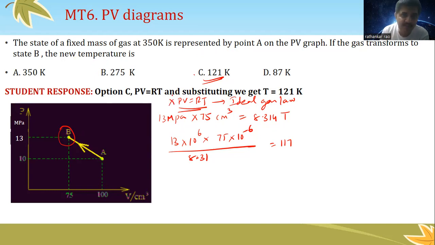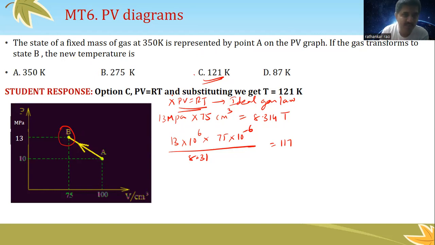So when to use the ideal gas law and when not to use it is a misconception. You can use the ideal gas law only when the gas is an ideal gas. If no information about the gas is given, then do not use it. Okay. Now, if that is the case, how do I proceed?